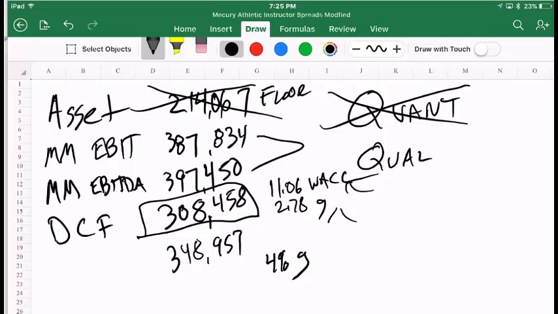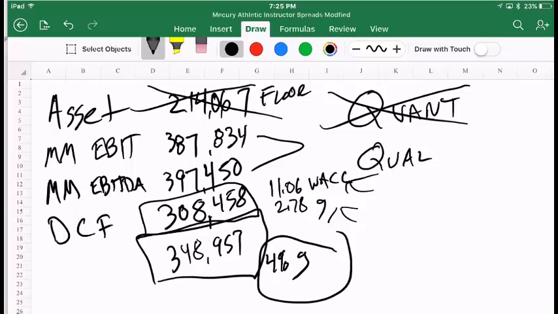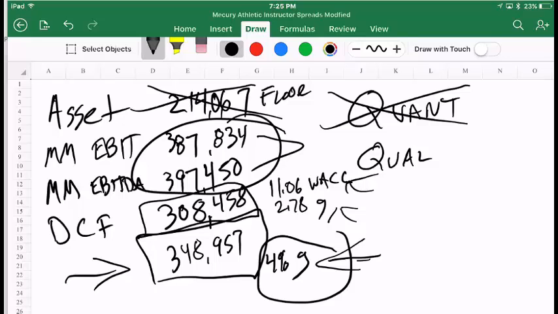The discounted cash flow that we calculated at $308 million, again, was based on 11.06 WACC, but this 2.79% growth rate is probably the one variable that we can take a closer look at. If we go with Higgins at 4%, we come up to $349 million. So I think I'm going to take this all together. I like this number. I like this growth rate. It's within reach of these multiples when you take just the prior year. So I'm going to settle in on $350 million for the value for Mercury Athletic.